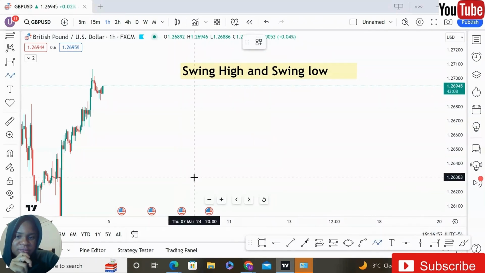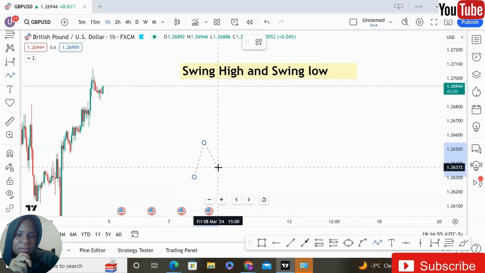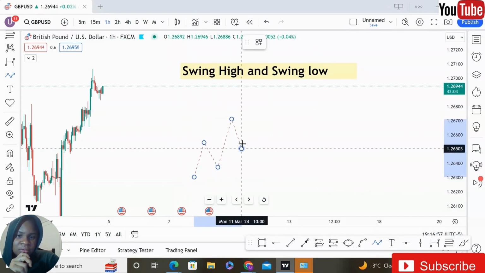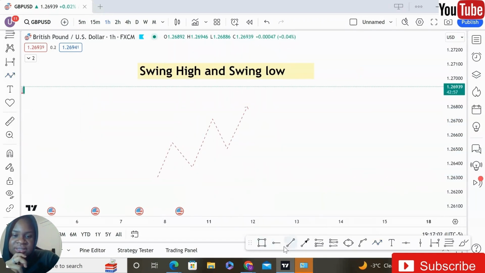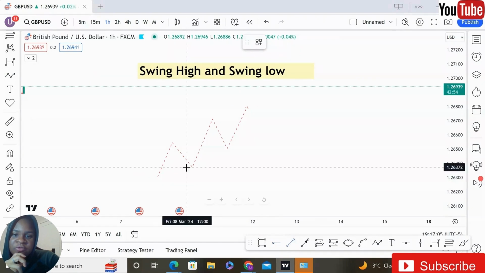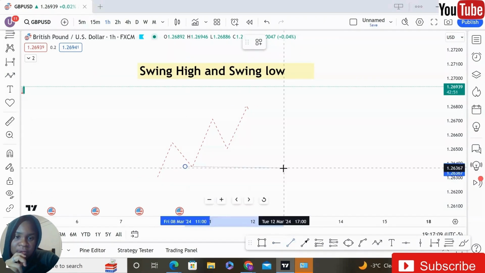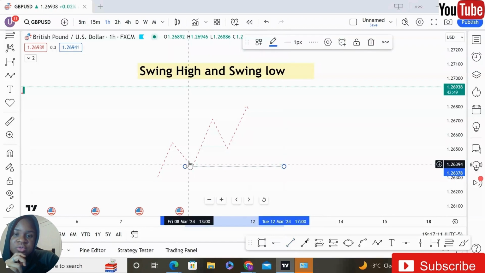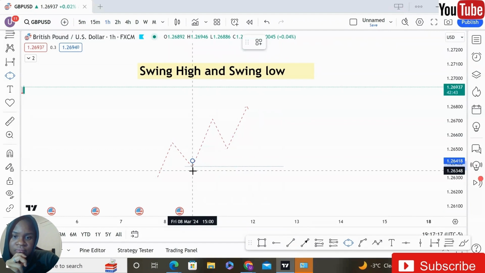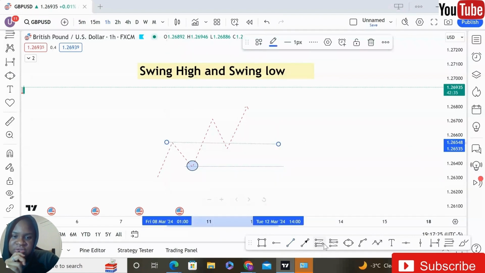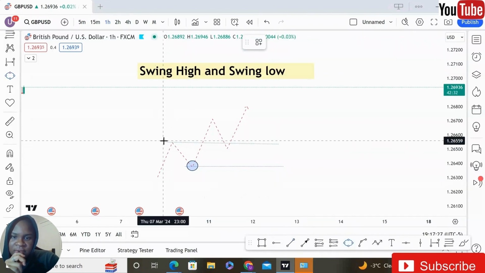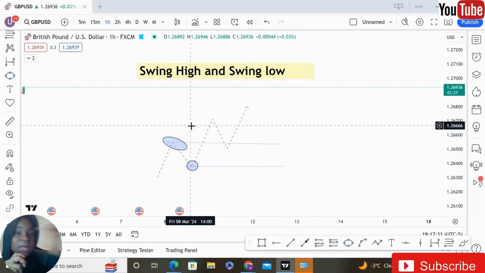Now, for a bullish momentum, we have the high, the low, the high, the low, the high. Am I correct? Yes, I'm correct. Sorry for that. Now, this is the swing low. A retail trader will take the swing low as a form of support. This is a swing low. That is your lower low, and this is a swing high. This is a swing high, and that is your higher high. Do you get me?